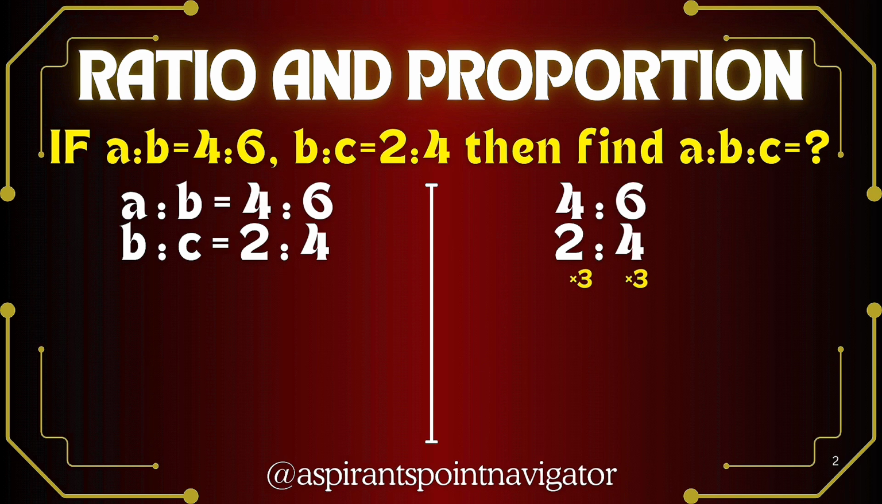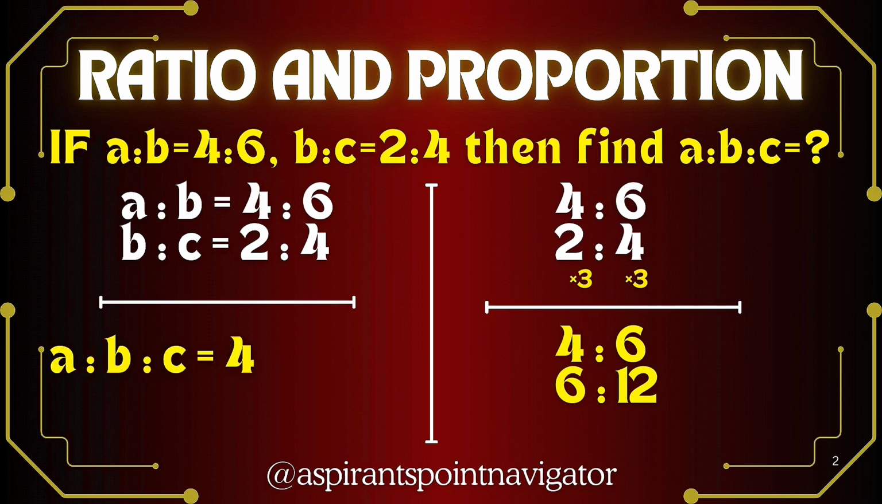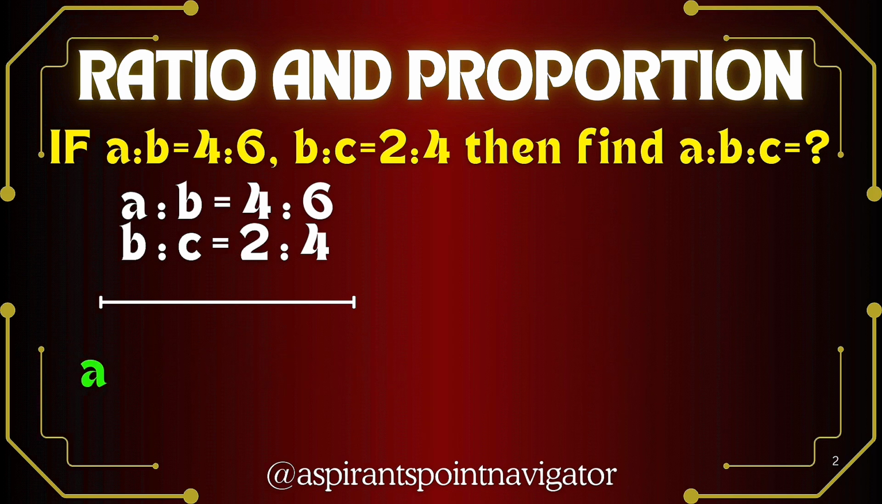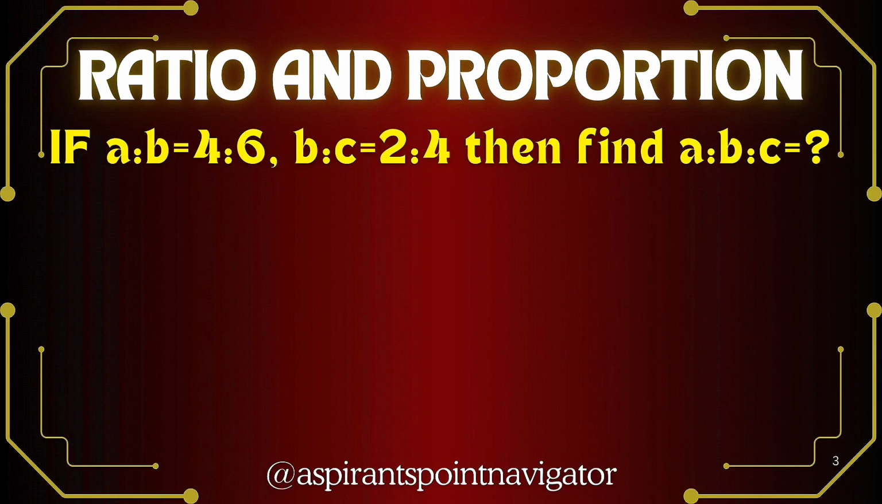Now, we have a:b equals 4:6. b:c equals 6:12. So the combined ratio is a:b:c equals 4:6:12. Now let's simplify it. Divide everything by 2. So the simplified combined ratio is a:b:c equals 2:3:6. Now here is a cool trick called the mirror and approach.